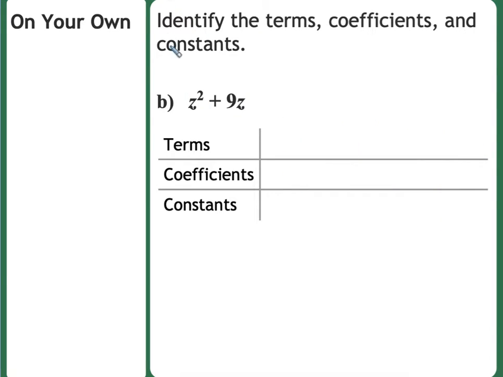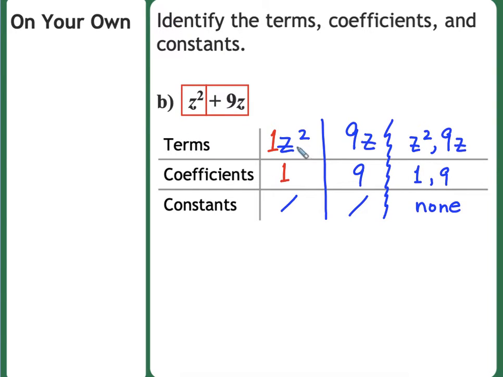Here's another on your own for you to try. Alright, so in this case we have a z squared and we have that invisible coefficient. We have exactly 1 z squared, because remember, 1 times z squared is equal to z squared. So we do have a coefficient of 1 in front of that z squared. No constant there. And then for the term 9z, we have 9 z's. Our factor is 9. There is no constant.